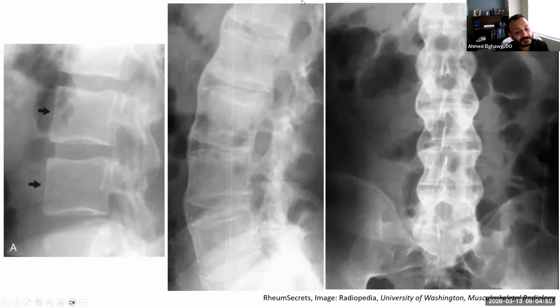We see a lot less of this now, especially with the invention of biologics. This is becoming sort of old news. I don't have many patients who have true AS with bamboo spines anymore because our treatments really do prevent this.